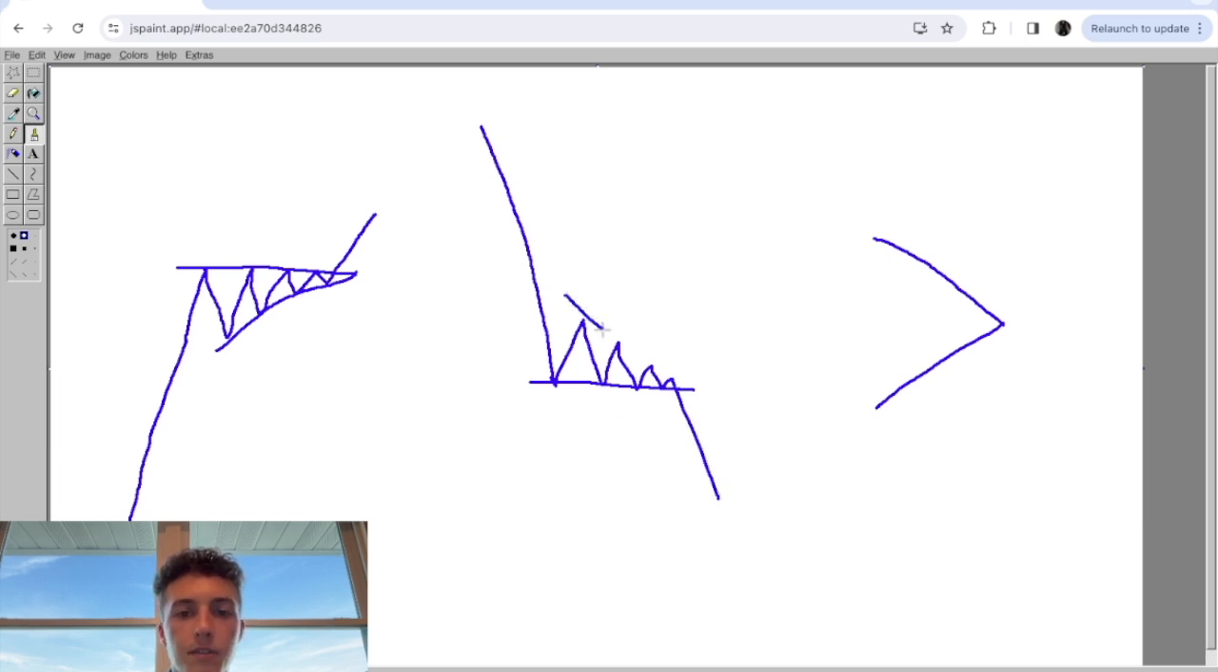So on these patterns right here, your entry would be at this flat top or at this flat bottom, and your stop loss would generally be this previous support right here or this previous resistance right here. So your risk to reward on these types of trades are very, very easy to see and also very, very tight.